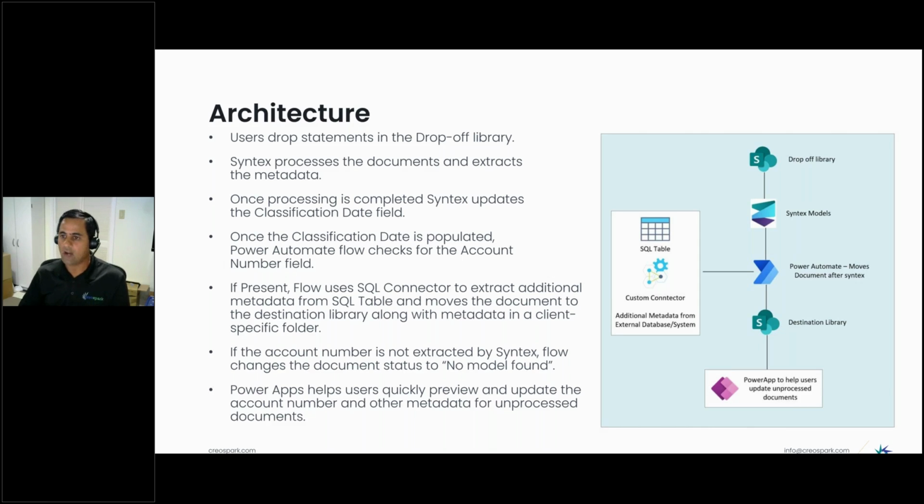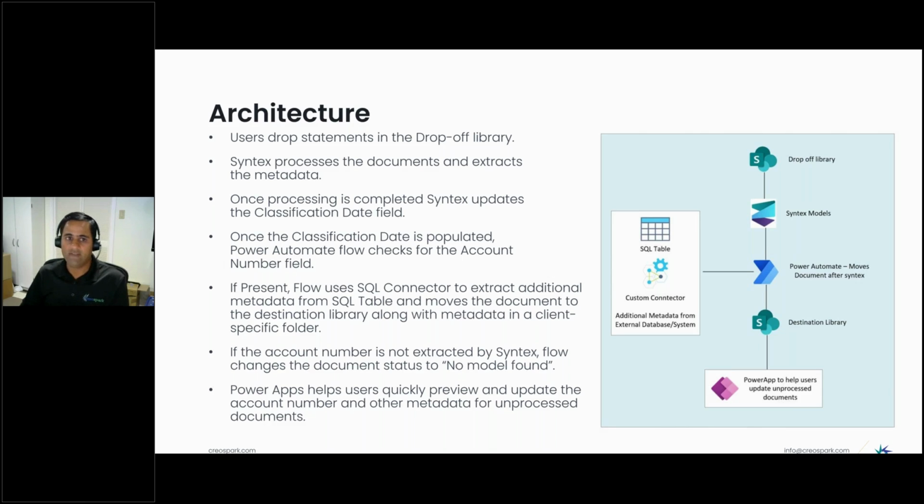As you can see on the architecture diagram on the right-hand side, what we did is we created a common drop-off library. This is the library where they would drop all the statements that they received. These statements include digital copies. Some of them were scanned documents as well, because not all the statement providers would send them a digital copy. Some of them were physical statements, so they would scan them and upload all of those into this document library.